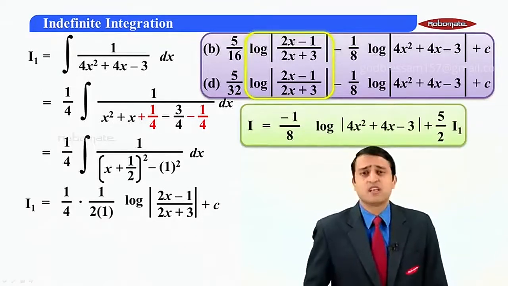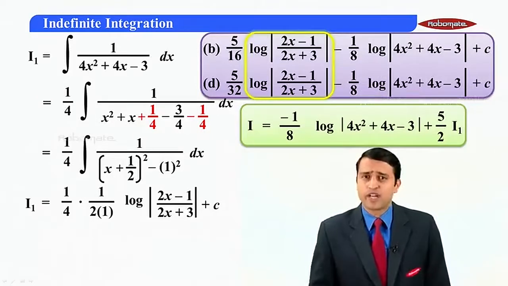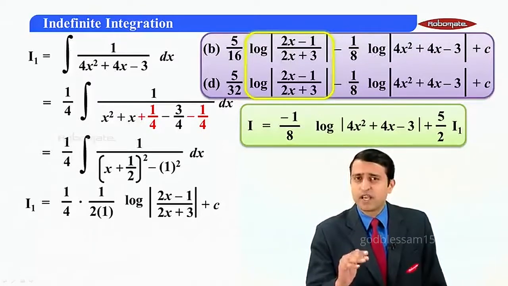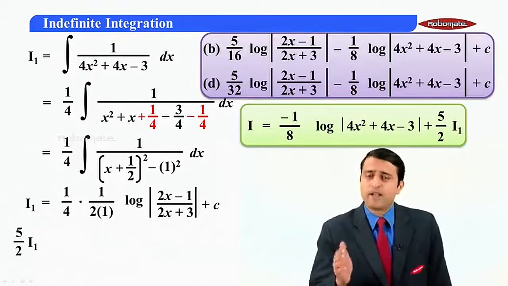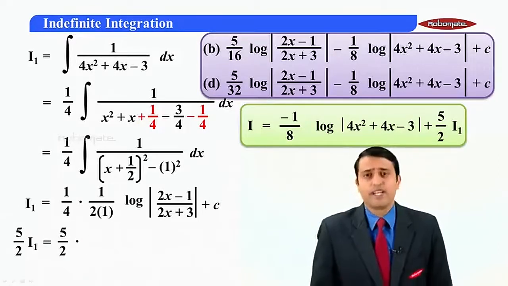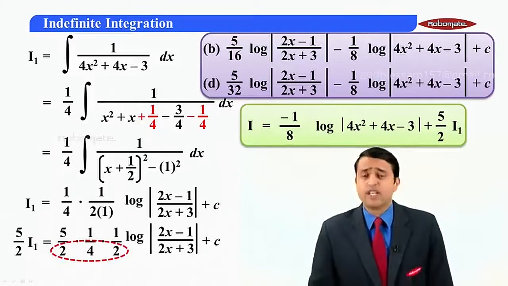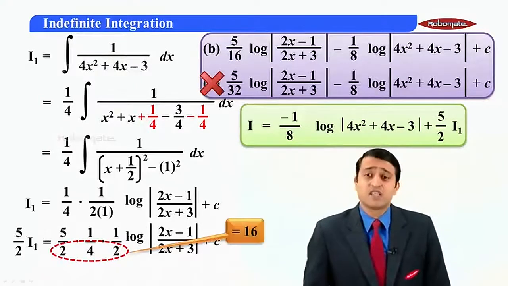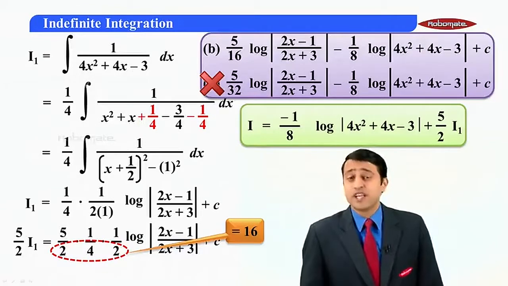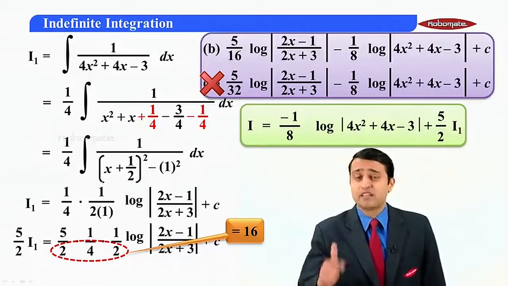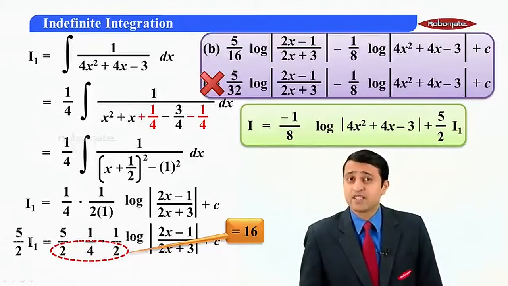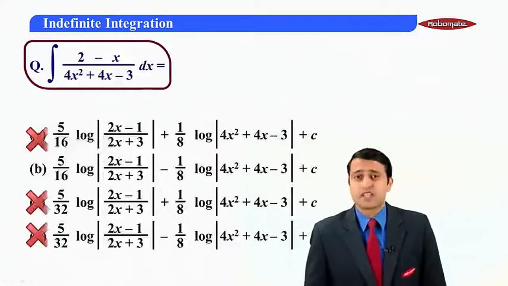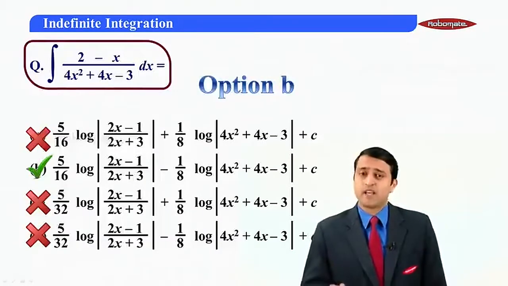Now what was our answer? The answer was minus 1 by 8 log of quadratic plus 5 by 2 I1. We have I1, now we have to multiply 5 by 2 into I1. So now 5 by 2 I1 will be how much? It will be 5 by 2 into 1 by 4 into 1 by 2 into log of so and so. Now if I multiply the numbers in the denominator, I get 16. So can I say option D is not the answer now, because it has 5 by 32, wherein I am having 5 by 16. So we have successfully eliminated 3 options. So can I say now option B again is my correct answer.